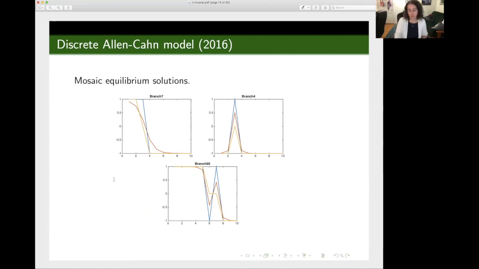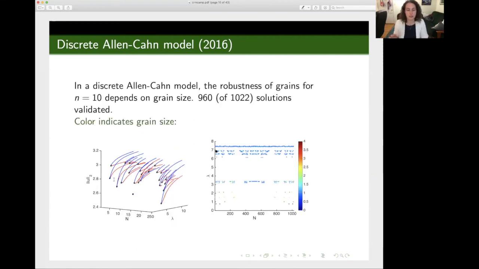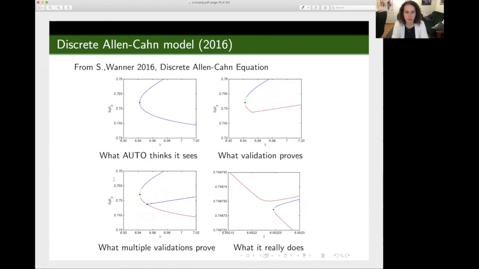And so we were interested in understanding how this worked, because there had been some theory that said that the grain size and the robustness of the solution, meaning for which lambda the bifurcation occurred, would be related. And so we were able to actually validate that using these bifurcation diagrams.